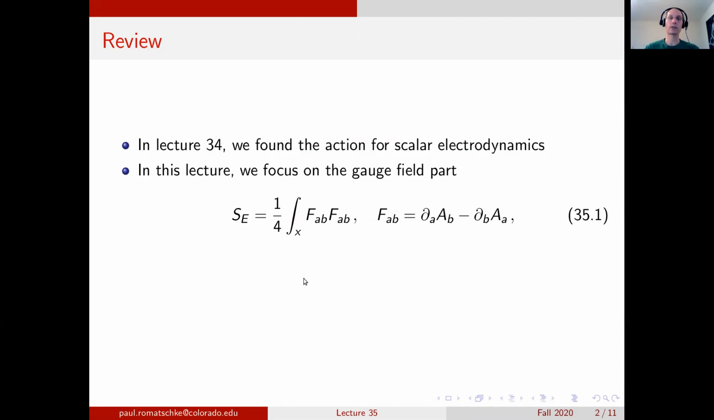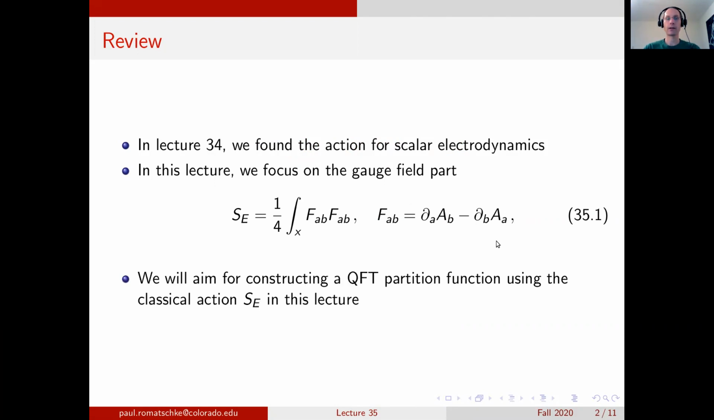which was the action being 1/4 times the integral of spacetime times F_AB squared, where F_AB is the field strength tensor that's built out of the antisymmetric derivative of the gauge field A. In this lecture, we will aim for constructing a quantum field theory using this classical action.